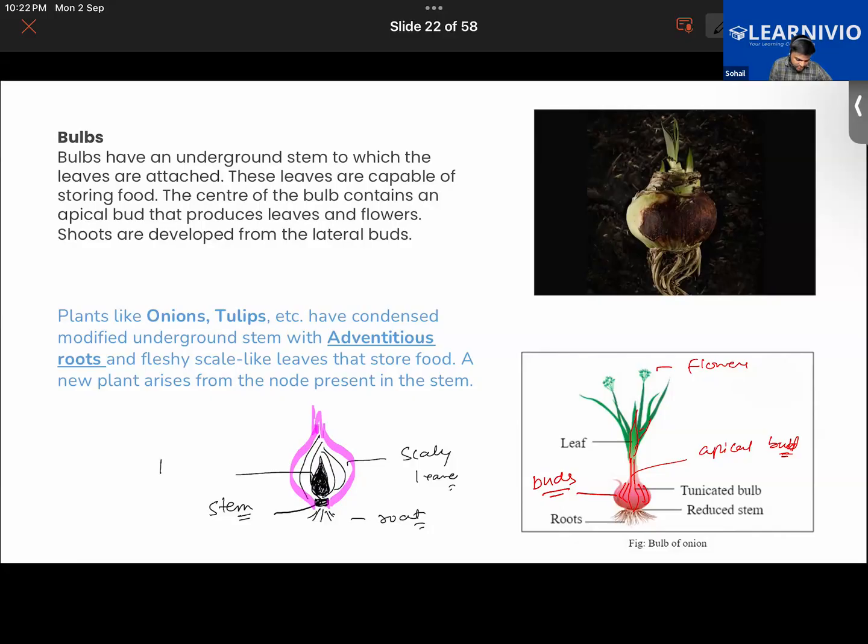This structure is called the bud. This is the main bud present in it. Getting it now? So that is the structure of an onion from within.